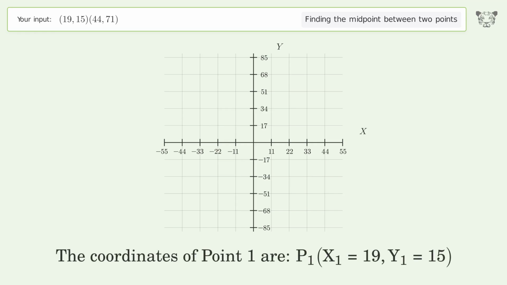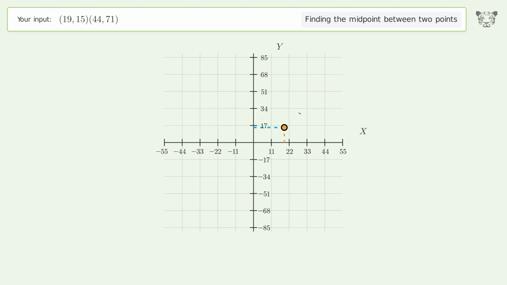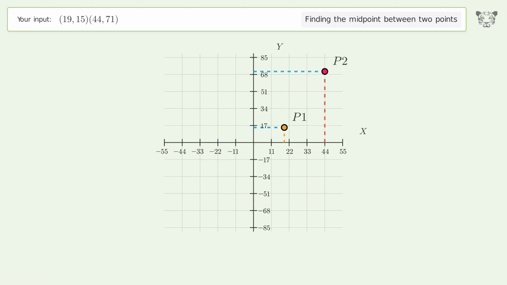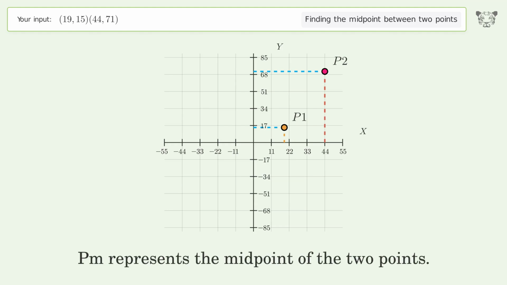The coordinates of point 1 are x1 equals 19, y1 equals 15. The coordinates of point 2 are x2 equals 44, y2 equals 71. PM represents the midpoint of the 2 points.